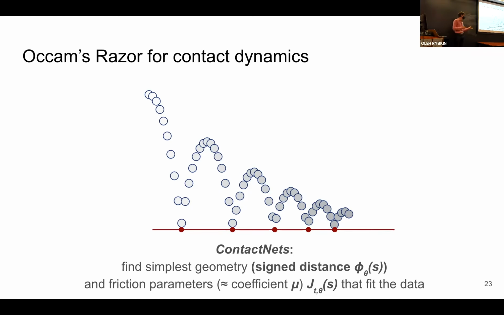So specifically, we're going to be parameterizing object geometries as a signed distance function, phi. And we're going to be parameterizing the friction parameters as something that looks a lot like the same Coulomb friction model that you would be familiar with from undergraduate physics class, just a little bit more general to be able to account for varying levels of friction at different points on objects.